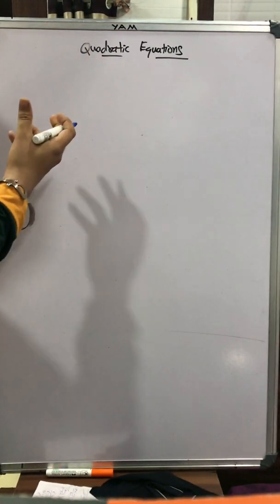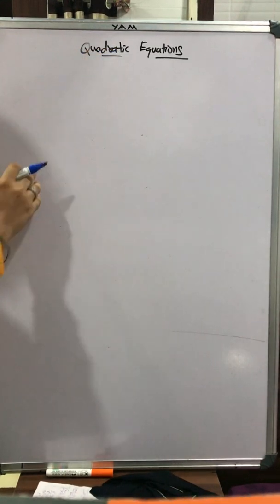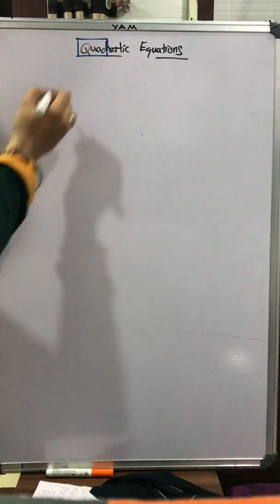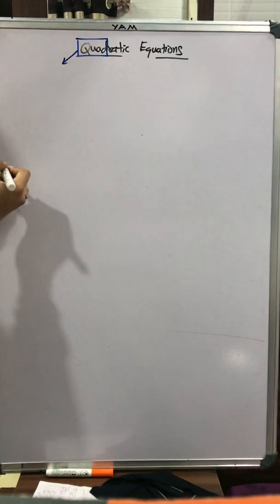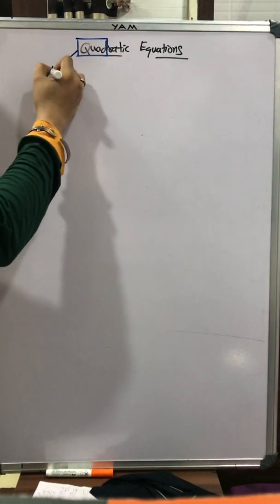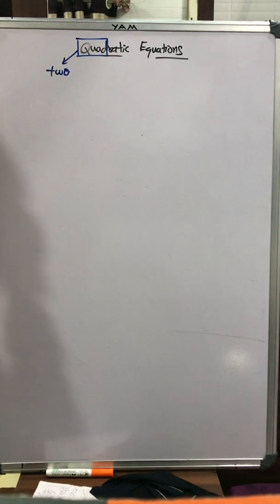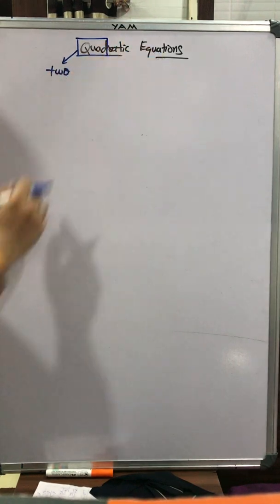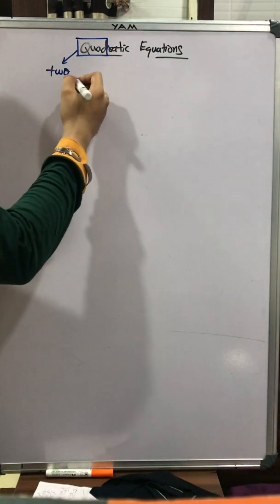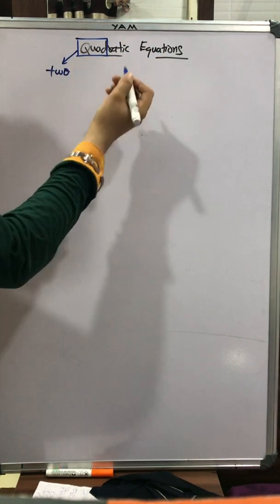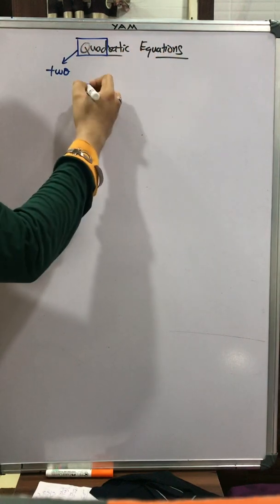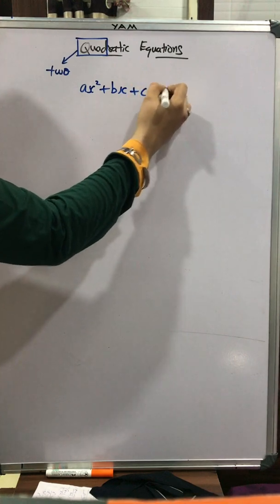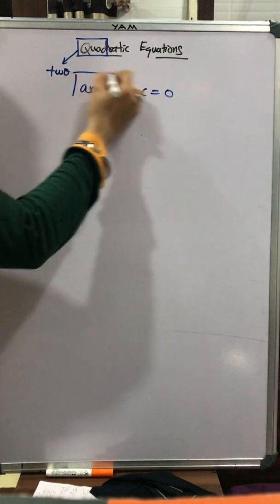When we call any equation a quadratic equation, students, this word quad has been derived from Greek. In Greek, the word quad means two. So an equation whose highest degree is 2 is called a quadratic equation. The general formula of any quadratic equation is ax square plus bx plus c equal to 0. Okay, this is the general formula.